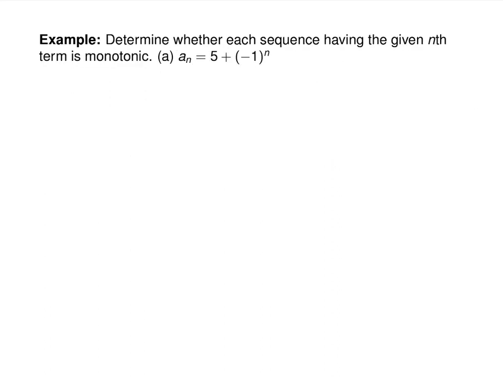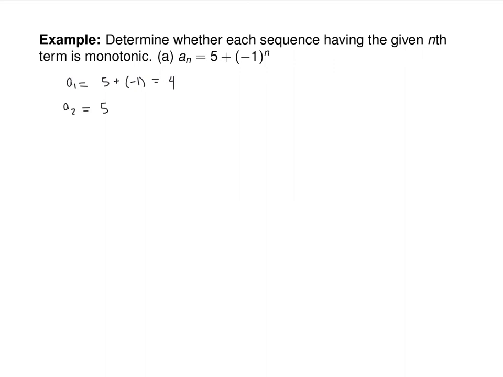To determine whether a sequence is monotonic, you could look at a few of the first terms, and if it's obvious, you can make a statement. And if you have a suspicion, you may have to prove it using some ideas from Calculus 1. So this first one is one of those obvious ones. So find A1. A1 will equal 5 plus negative 1 to the first, so 5 plus negative 1, which will be 4.